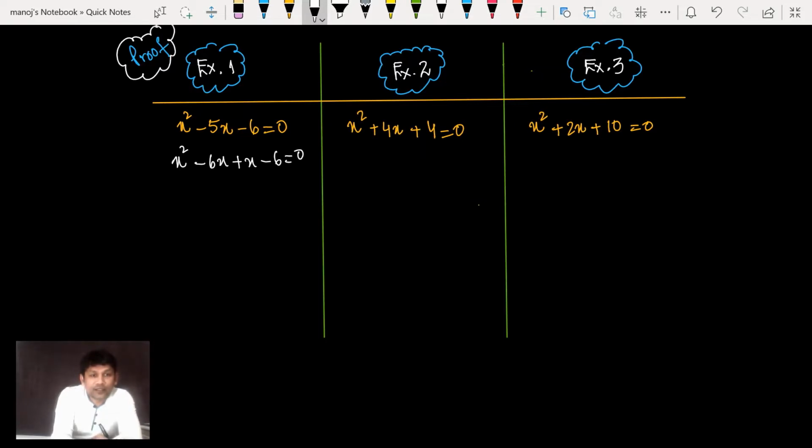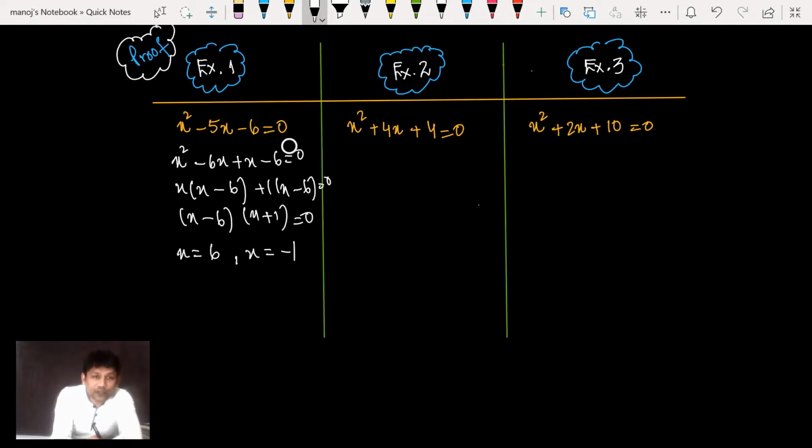And the factors are coming: x is common, x minus 6 plus 1 is common, so x minus 6 and x plus 1. So it means x is coming positive 6 and x is coming minus 1. These are the roots when the value of y is 0. There are two roots, and both are distinct. So I can write how many roots are there: there are two roots and both the roots are distinct.